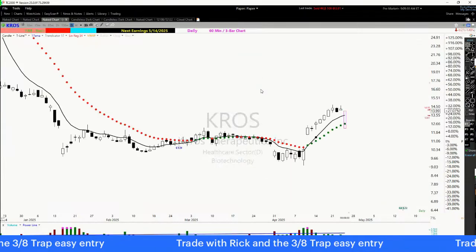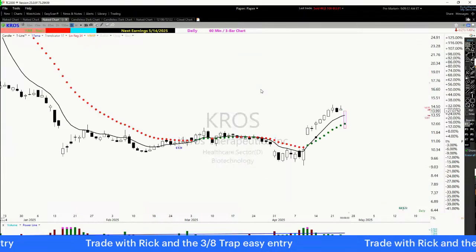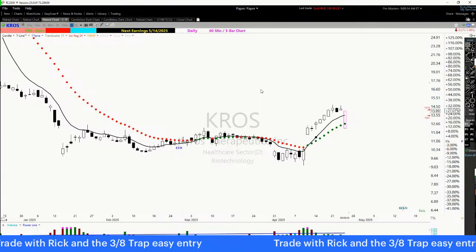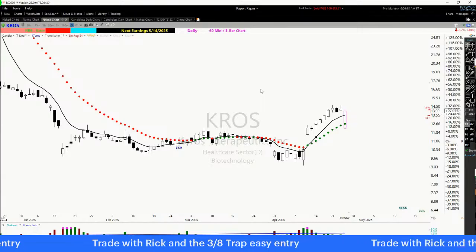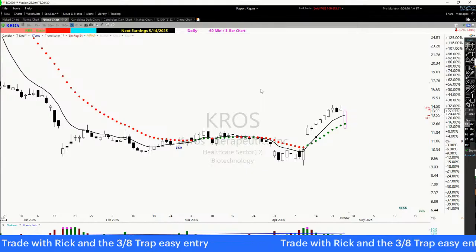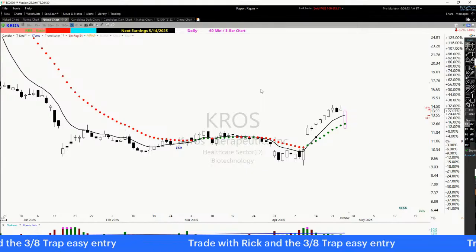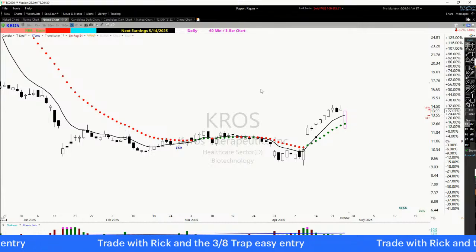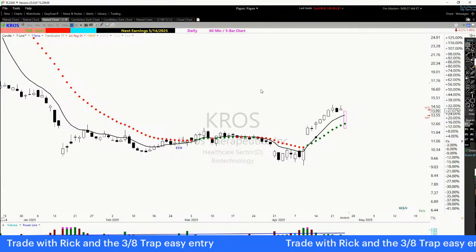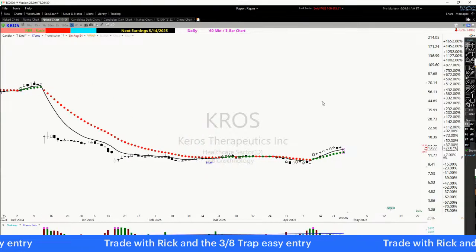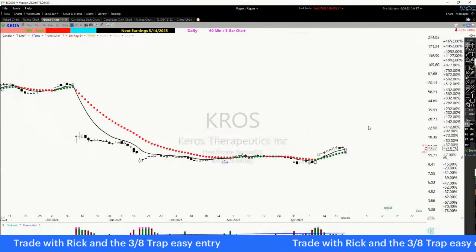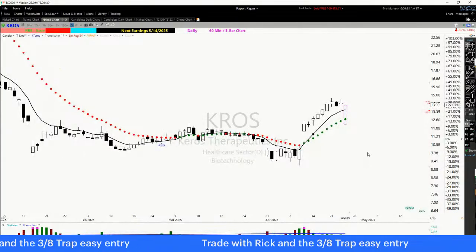KROS. Oh, yeah, boy. KROS is constantly on my scans long. Candles are too small. Okay. Volume not so good yet. It's grinding higher. My thoughts. Well, candles too small, I'm not so worried about that.